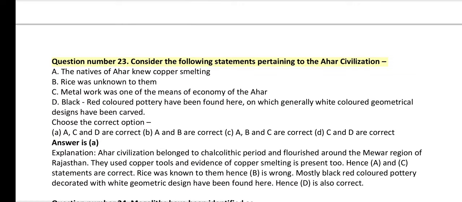Question number 23. Consider the following statements pertaining to the Ahar civilization. A. The natives of Ahar knew copper smelting. B. Rice was unknown to them. C. Metal work was one of the means of economy of the Ahar. D. Black and red colored pottery has been found here, on which generally white colored geometrical designs have been drawn. Choose the correct option. A. A, C and D are correct. B. A and B are correct. C. A, B and C are correct. D. C and D are correct. Answer is A.